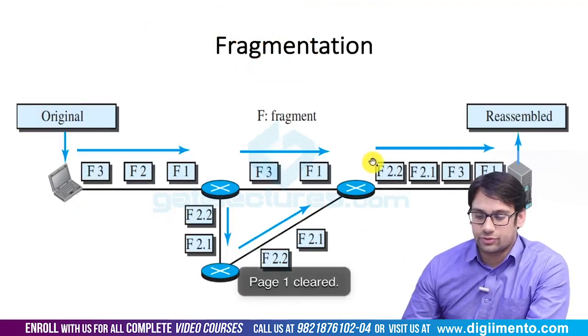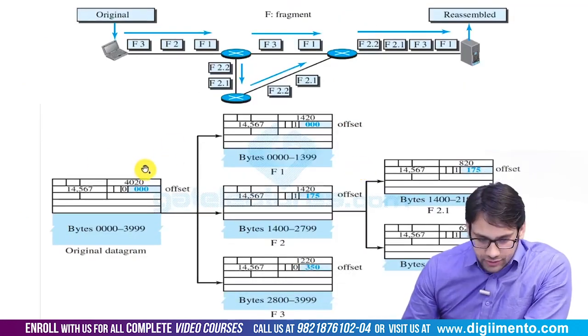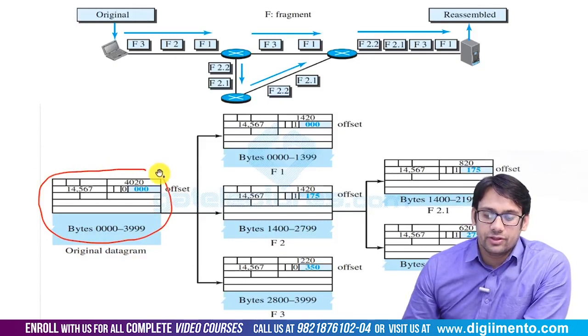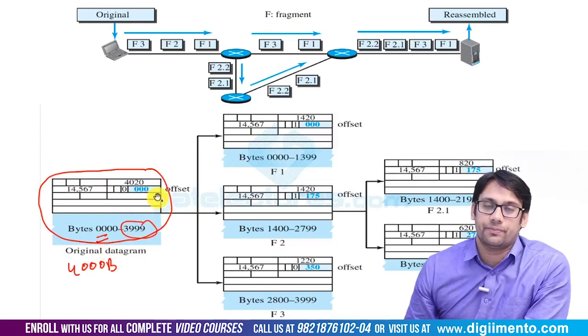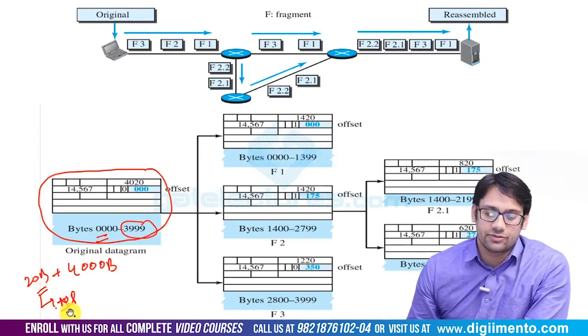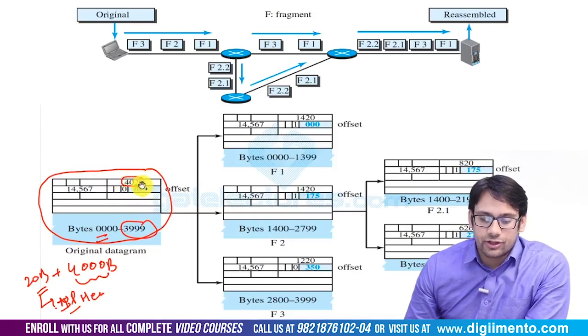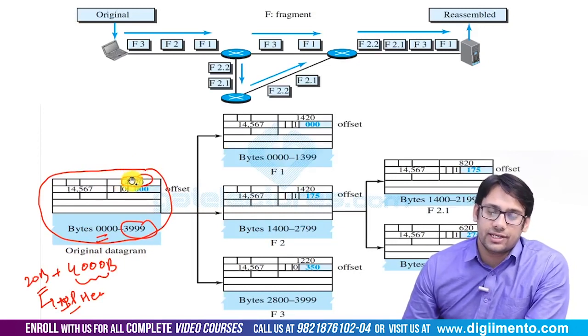I just demonstrated this with the help of this diagram. This was the original packet. Because it is 4000 bytes, that means byte number 0 to byte number 3999. And with these 4000 bytes, we have 20 bytes of header. This is the network layer, or you can say IP header, of 20 bytes. And this is the 4000 bytes of data that you got from the transport layer. So there is a total size of 4020 bytes.